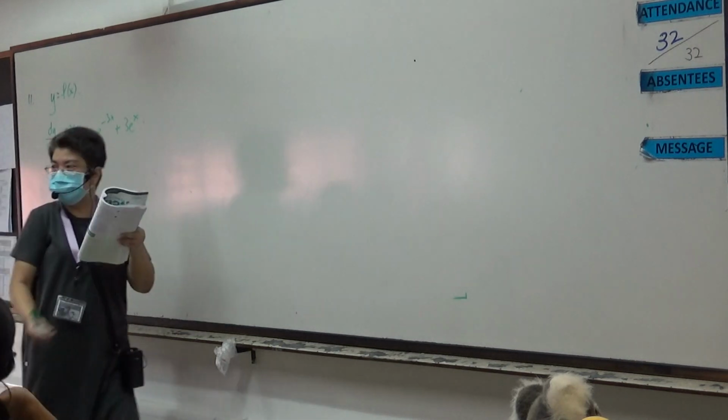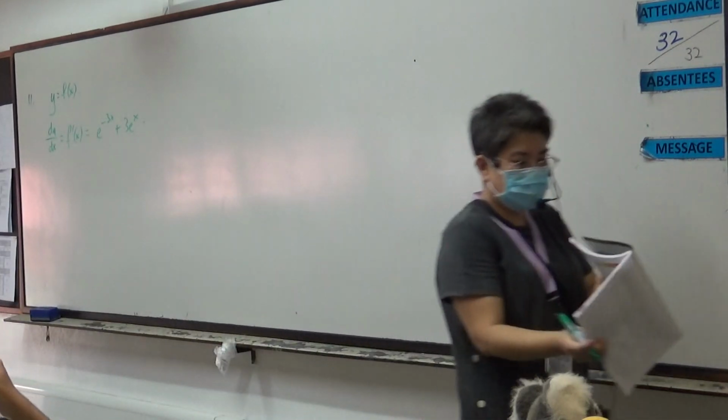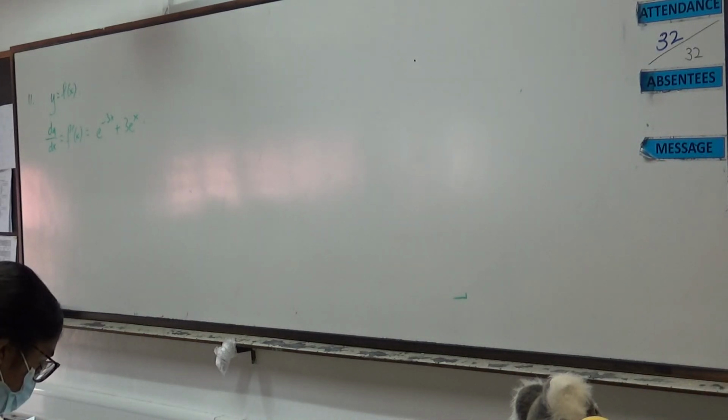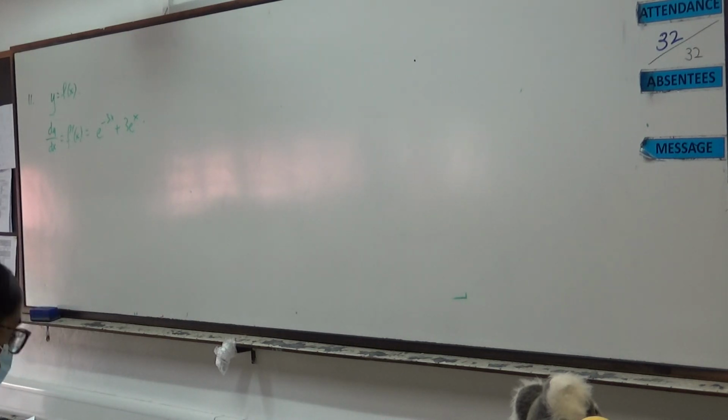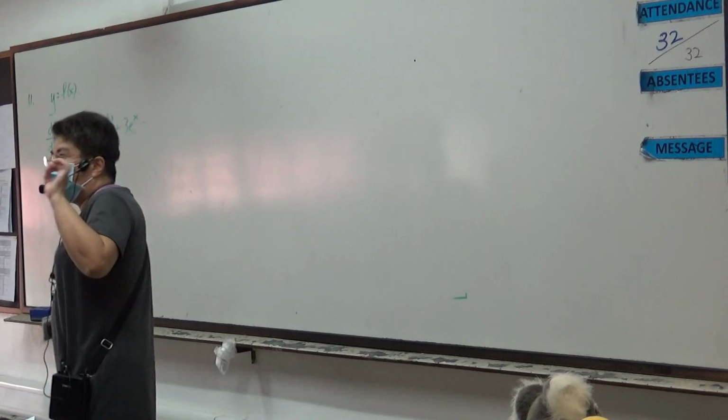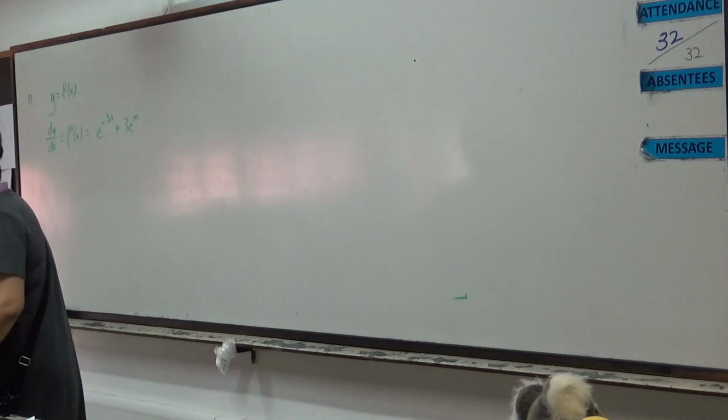Do you agree this is the question? Look at the question first. They say that 11, the curve y equals to f of x is such that its derivative is this. That means dy/dx is this. Explain why the curve has no stationary points. No stationary points means dy/dx equals to 0 has no solution.